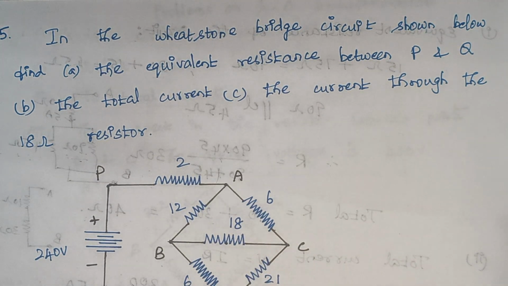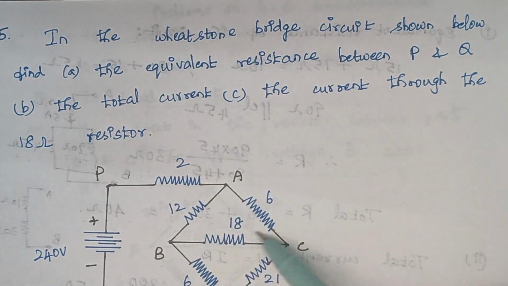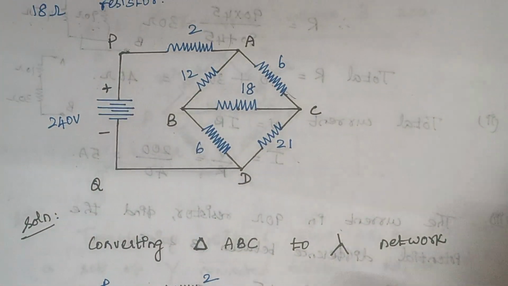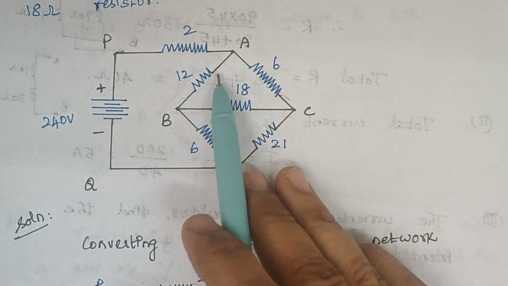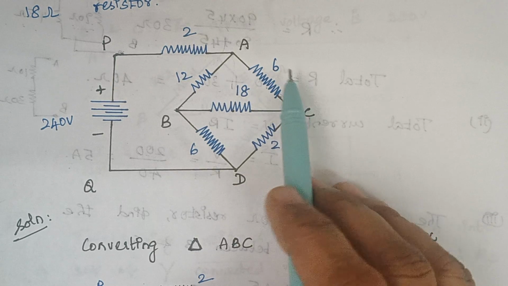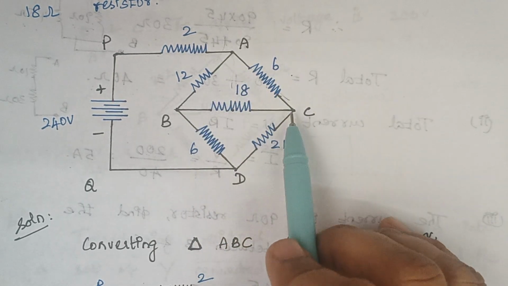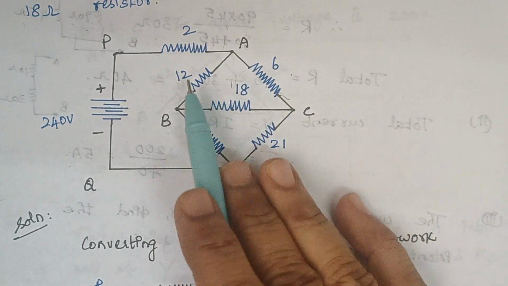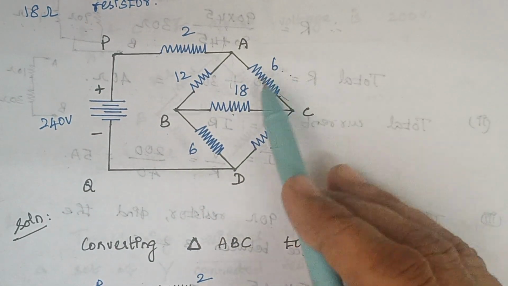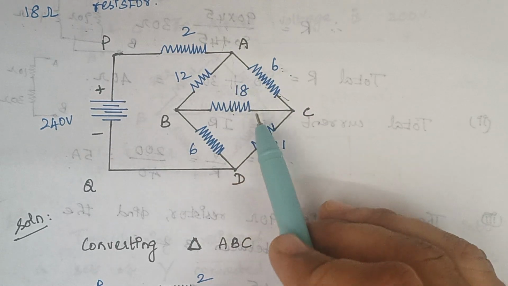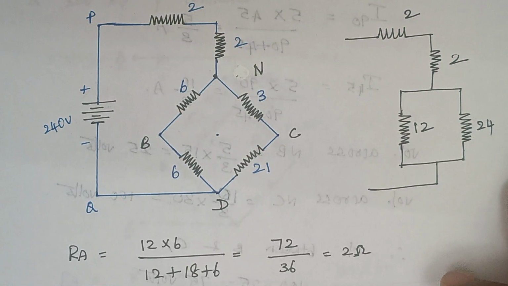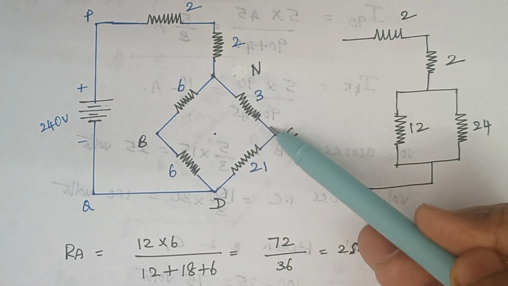So again we are going to convert this delta to star. As usual, how to calculate the value of RA? You just have to multiply 12 into 6 divided by 12 plus 18 plus 6. Similarly for RB: 12 into 18 divided by 12 plus 18 plus 6. For RC: 18 into 6 divided by 12 plus 18 plus 6. When you use these formulas, you can easily find the values of RA, RB and RC.